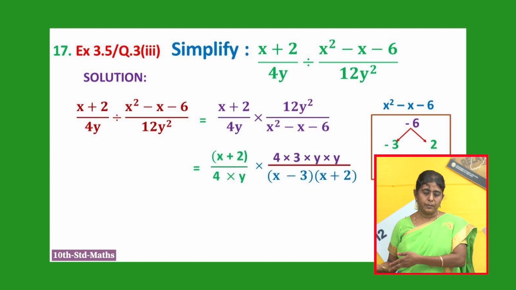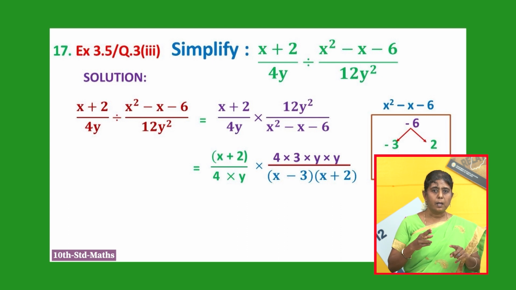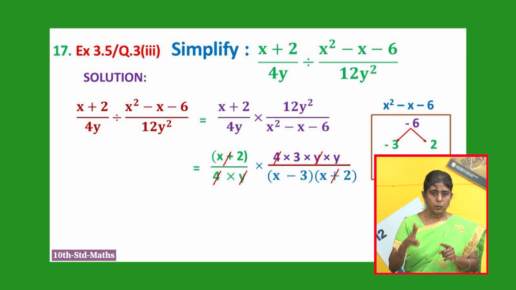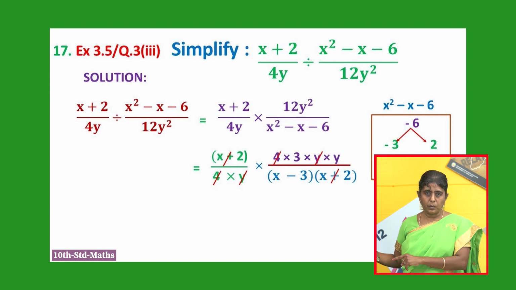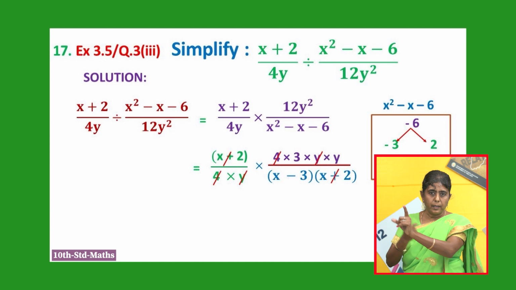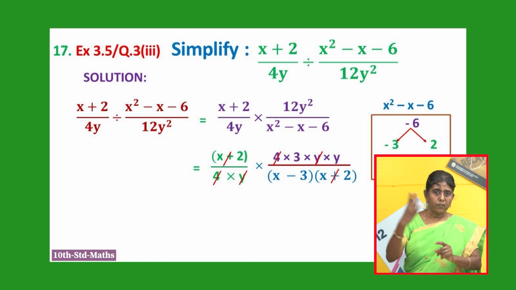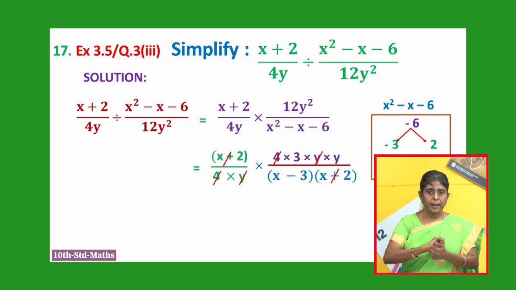So now we can write 12y squared as 4 into 3 into y squared. That y squared we can even write as y into y, or we can use the indices rule. Any one way you can do that. So now let us do the cancellation. x plus 2 and x plus 2 we may cancel. y and y can be cancelled. 4 and 4 can also be cancelled. We will write the remaining only.